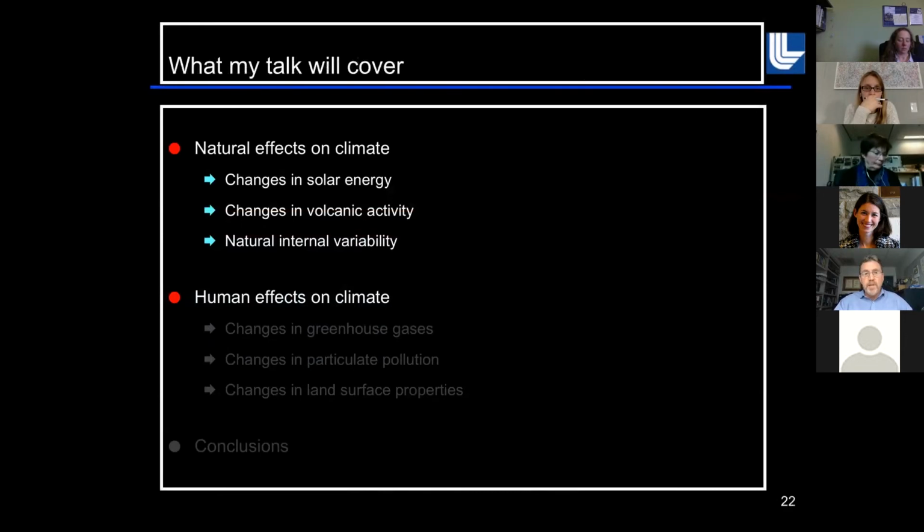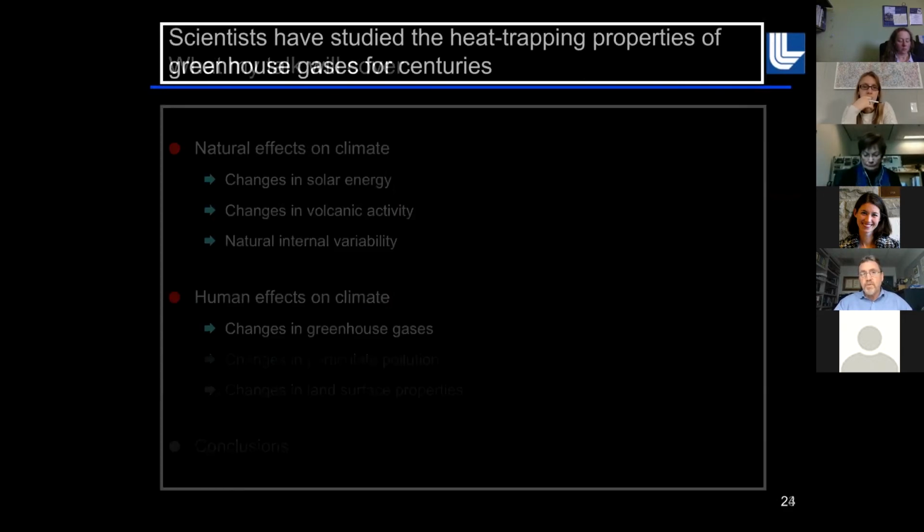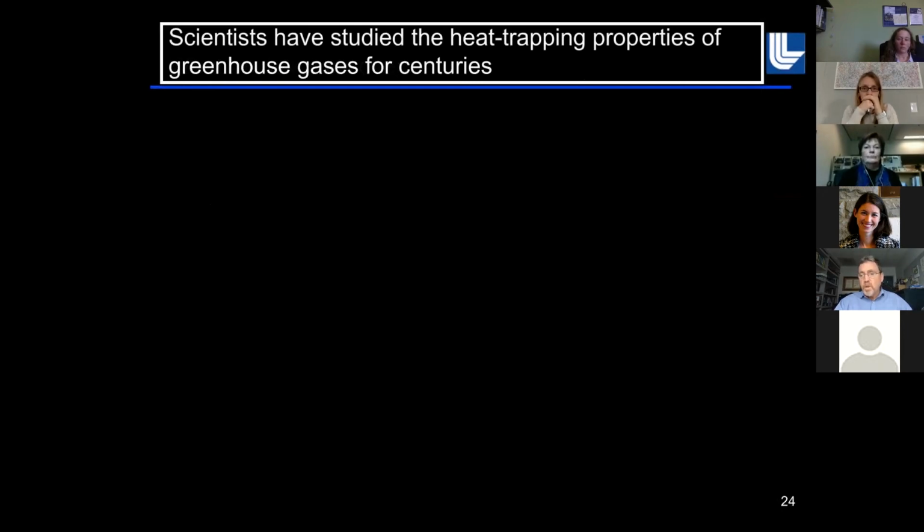And the next bit is human effects on climate. And the first is changes in greenhouse gases. So one false narrative out there is that our understanding of greenhouse gases and their effects on climate is something that is very, very recent.